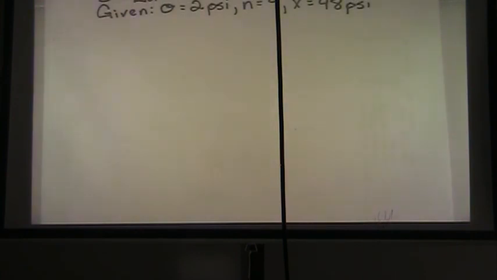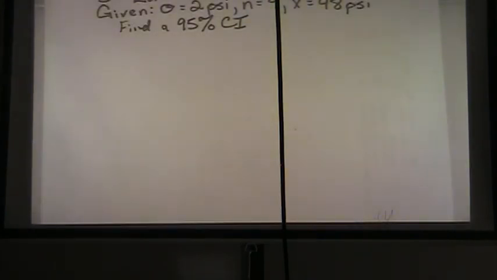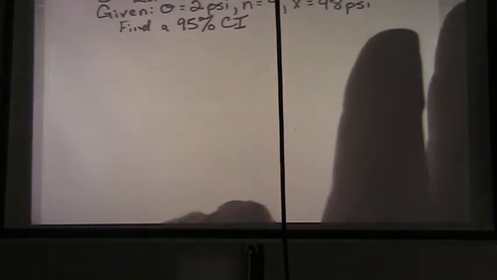All right, so find a 95% confidence interval. We want our breaking strength to be above a certain value. So let's do a lower bound one-sided confidence interval.